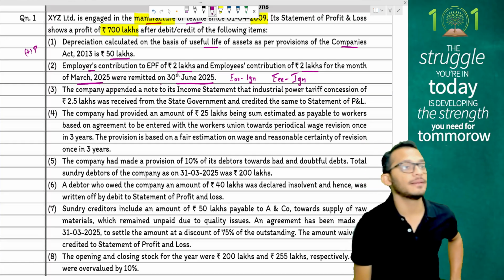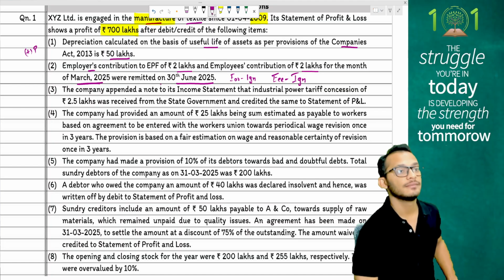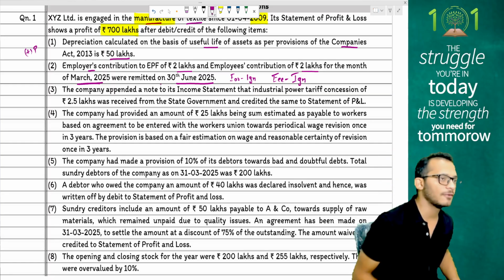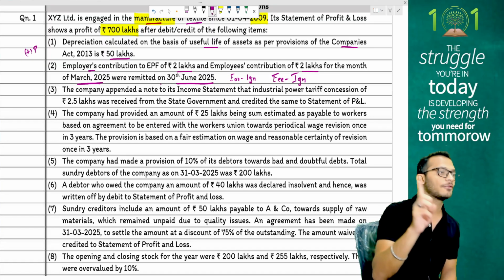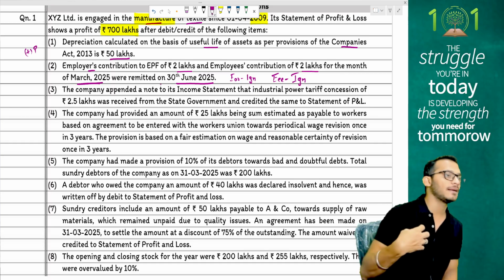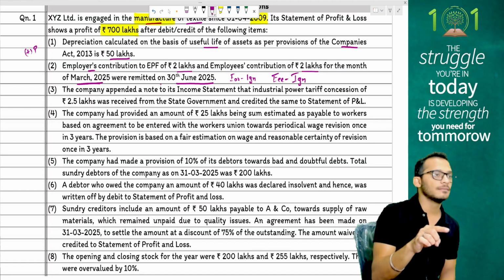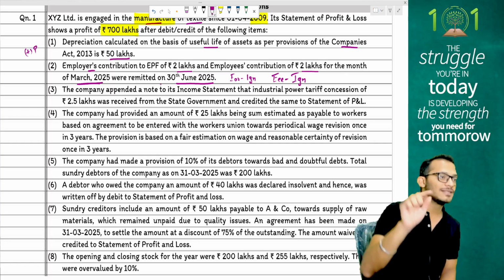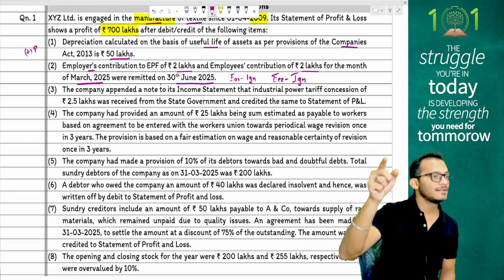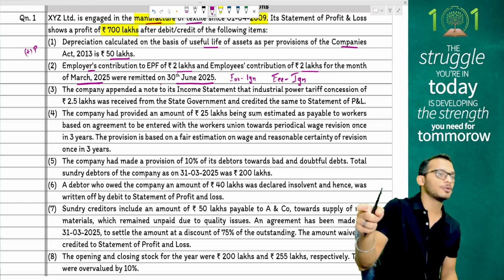When did they pass the debit entry? March or June? Understand this carefully, people. Employees' contribution. Are you paying from your pocket? You're going to collect from the employee. When you're collecting, what is the entry? Credit entry. Then you're going to pay this money. When are you paying this money? 30th June, which is next year. Which means your receiving entry is showing in March, your payment entry showing in June.